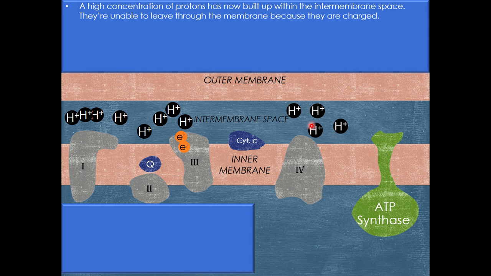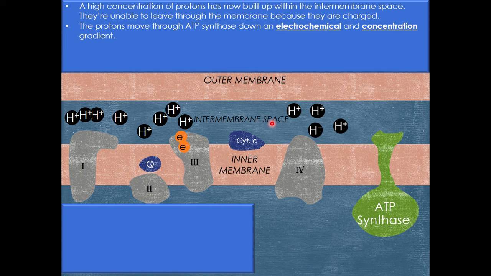There's also a high electrochemical gradient between the intermembrane space and the matrix. These gradients also exist between the intermembrane space and the cytoplasm up here, but we're mostly looking at here. Now, the hydrogen ions aren't able to move either way. They're trapped in this space, and there's only one channel that lets them go through, and that's ATP synthase.